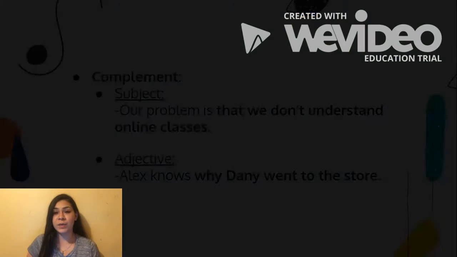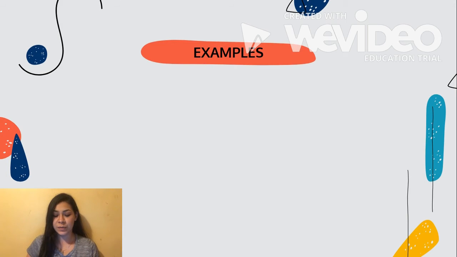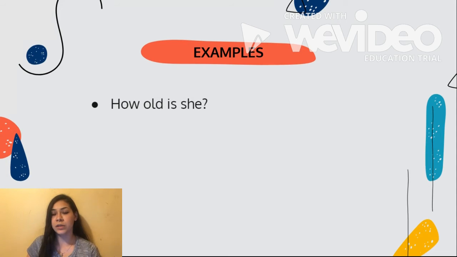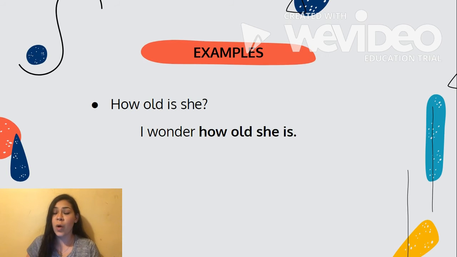Okay, so now I'm going to give you some other examples. For example, this question, how old is she? The noun clause with the embedded question would be, I wonder how old she is. Another example could be with the question, who are those men? And the noun clause with the embedded question would be, I don't know who those men are.